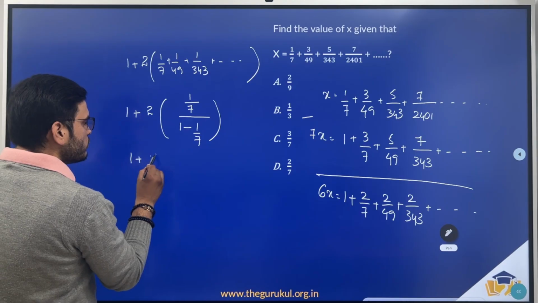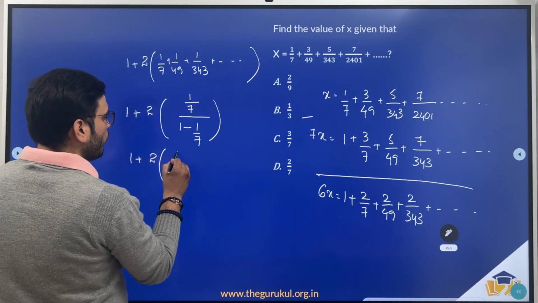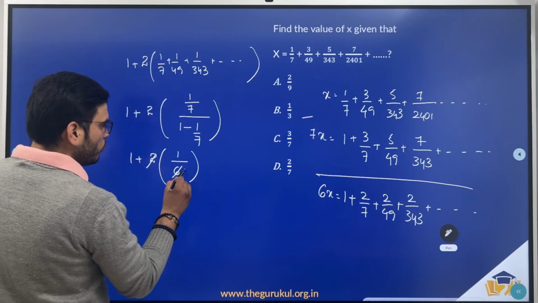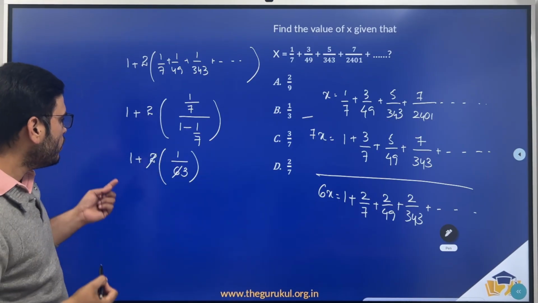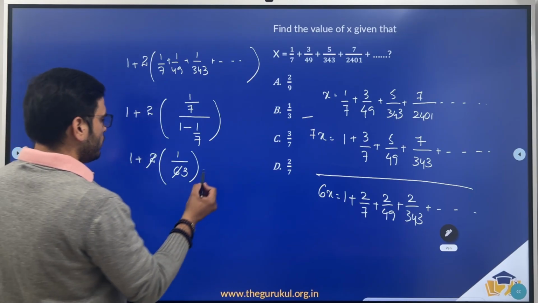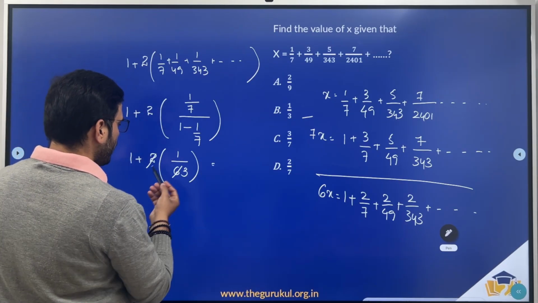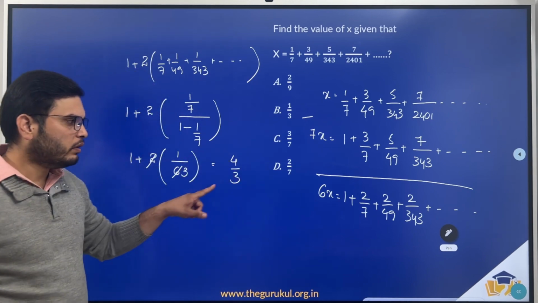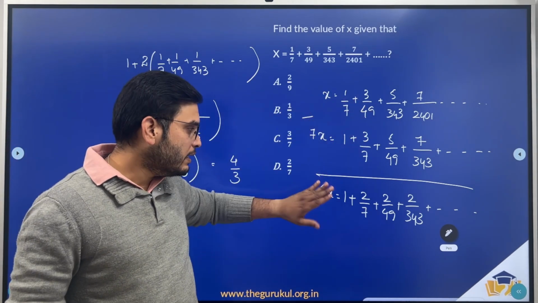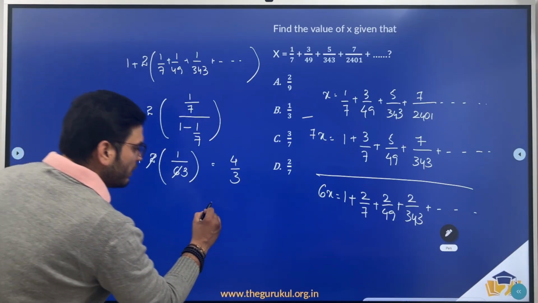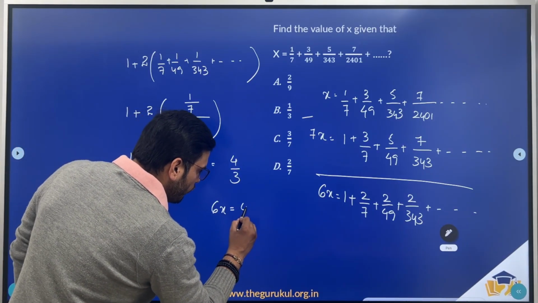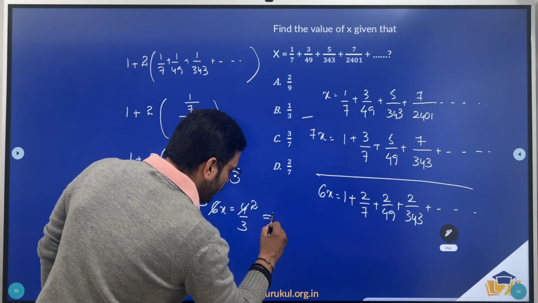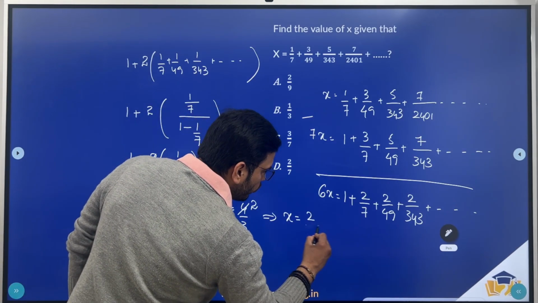So 1 plus 2 into 1 by 6. So this is nothing but 2 by 3, right? So 1 plus 1 by 3. Now what is 1 plus 1 by 3? 4 by 3. Now x is not 4 by 3. 6x is equal to 4 by 3. So 6x is equal to 4 by 3. 2 3s, 2 2s. Now this implies x is equal to 2 by 9.